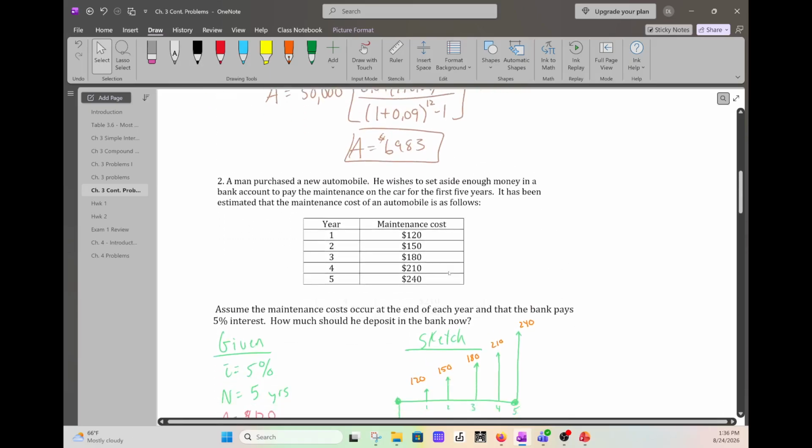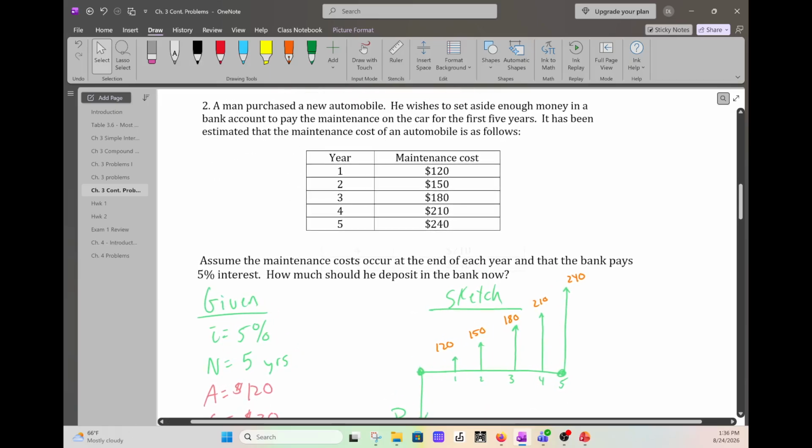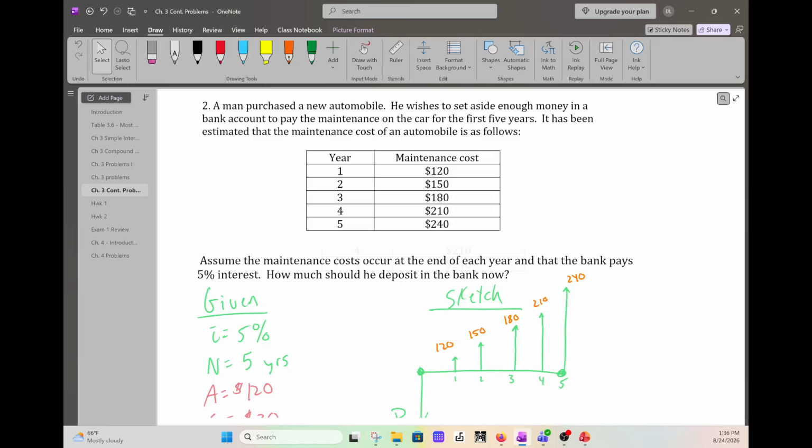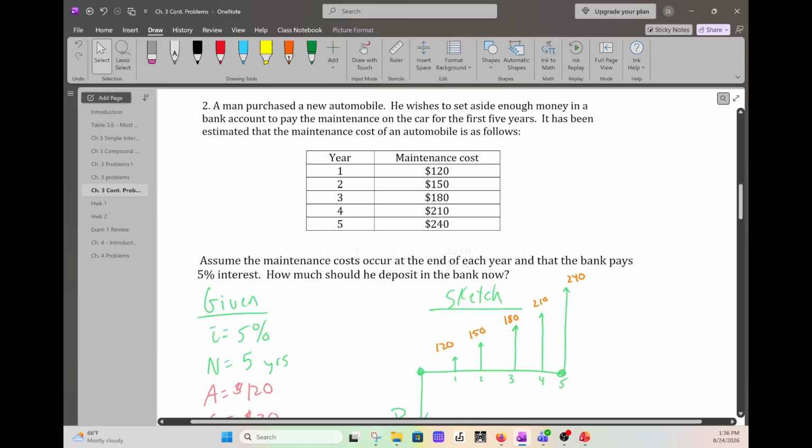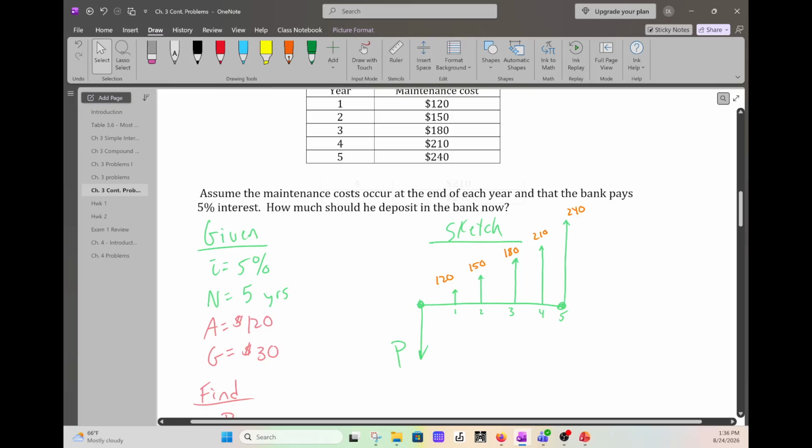All right, next one. Oh, zoom in some more. A man purchases a new automobile. He wishes to set aside money in the bank account to pay the maintenance on the car for the first 5 years. It has been estimated that the maintenance costs are shown below. Year 1 is 120, year 2 is 150, year 3 is 180, year 4 is 210, year 5 is 240. Look, it's a pattern. They go up by $30. So that's key. Assume the maintenance costs occur at the end of each year and the bank pays 5% interest. How much should he deposit in the bank now so he can take that money out?